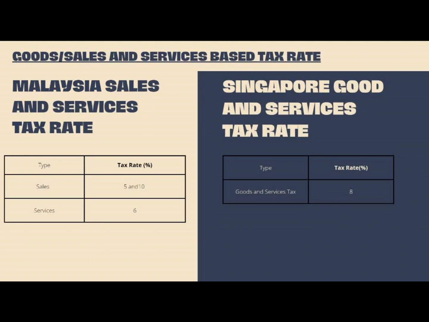Lastly is the tax base on goods and services or sales and services tax. In Malaysia, it is called sales and services tax. However, in Singapore, it's called goods and services tax. For Malaysia, they charge these taxes in 2 separate ways. Sales will be charged between 5 to 10%, while services will be charged on 6% on a flat rate. However, in Singapore, their goods and services are combined taxes. Unlike Malaysia, which does it separately, they combine goods and services which charge 8% of taxes.